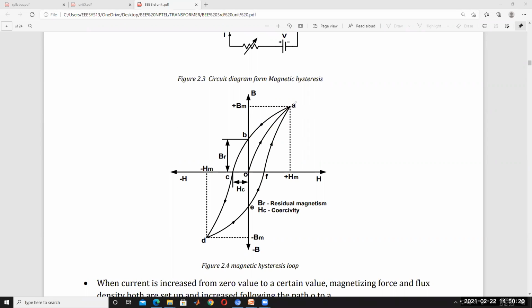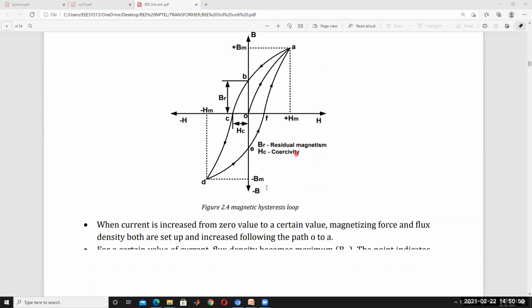So even if you increase the voltage and current, it maintains the constant value. There is no change in magnetic flux density. H is proportional to current, and B is proportional to voltage. Even if you increase the current, the voltage does not increase. If you increase the magnetic field intensity H, there is no change in flux density. So this is called the saturation point, the maximum value of flux density.